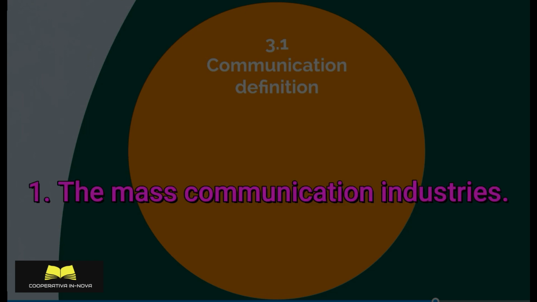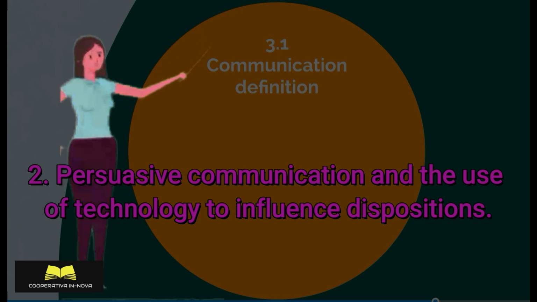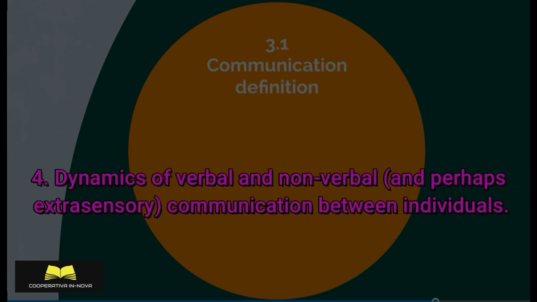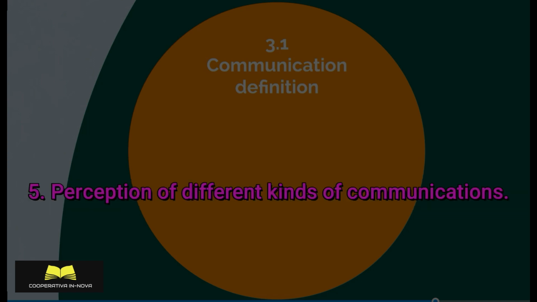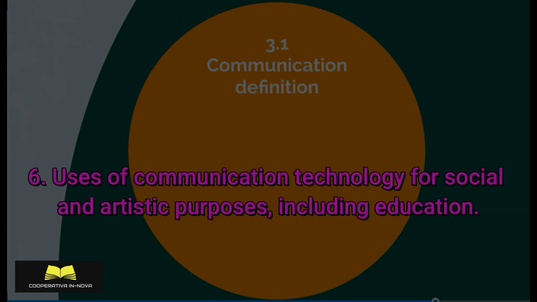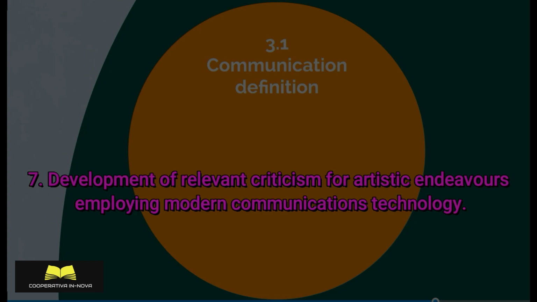1. The mass communication industries. 2. Persuasive communication and the use of technology to influence dispositions. 3. Processes of interpersonal communication as mediators of information. 4. Dynamics of verbal and nonverbal, and perhaps extrasensory, communication between individuals. 5. Perception of different kinds of communications. 6. Uses of communication technology for social and artistic purposes, including education. 7. Development of relevant criticism for artistic endeavors employing modern communications technology.